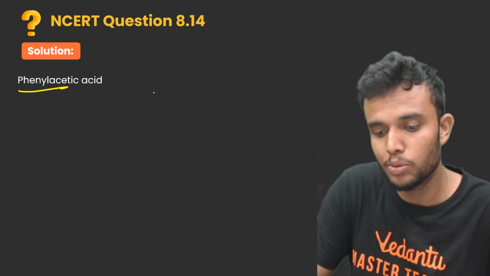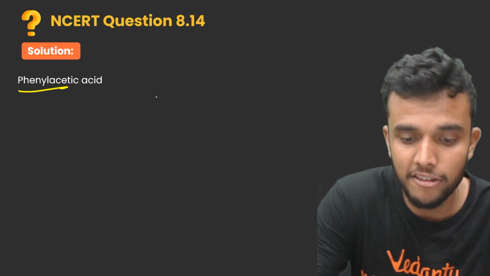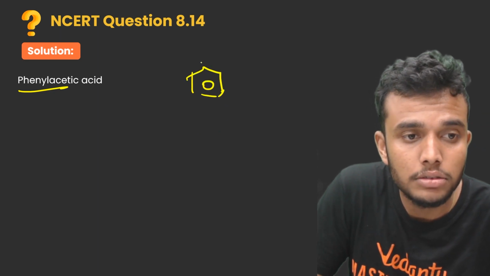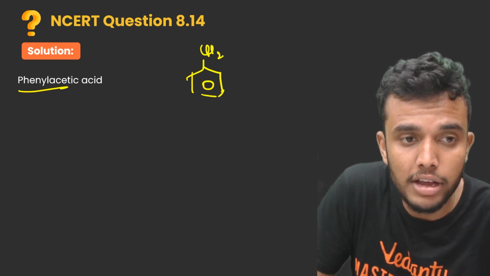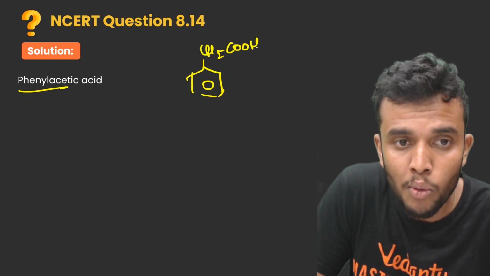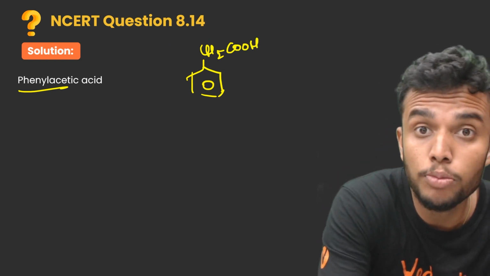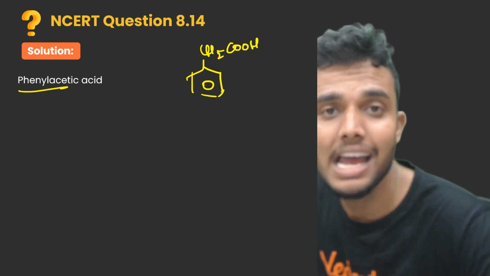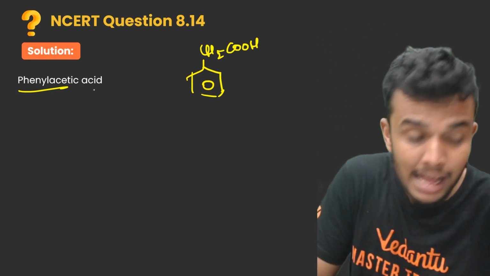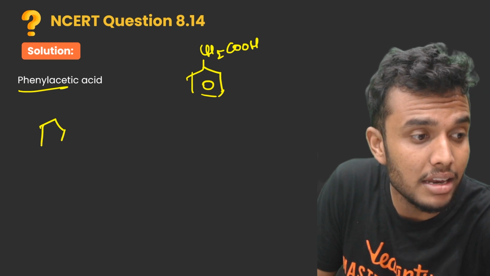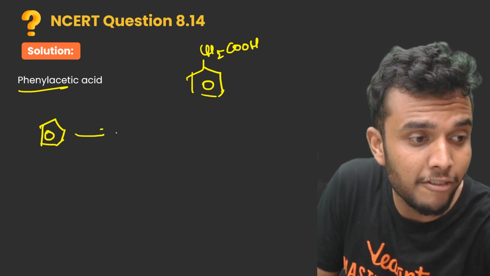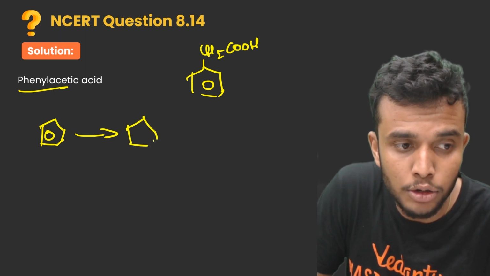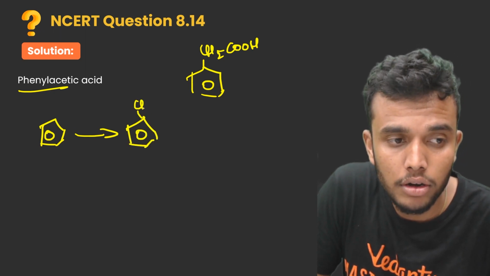Phenyl acetic acid. What is the structure of phenyl acetic acid, students? It is a benzene group with a CH2 group. It's called the phenyl group. COOH is attached to the CH2 group, not directly attached to the benzene group. Students, it is a very easy reaction. We already know the starting material is benzene. First step, same as before, Friedel-Crafts alkylation to yield the toluene compound.